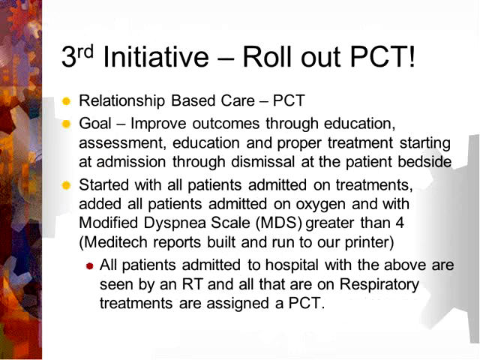So how we started was with all patients admitted on breathing treatments, but it has expanded to all patients admitted on oxygen and all patients that are screened with the modified dyspnea scale greater than 4. Again, these reports for the modified dyspnea scale come to our printer, so we're identifying patients that may not be on breathing treatments, that may be having trouble breathing that we weren't being notified of before. So that helps us identify patients, go to the room and do an assessment, and determine if respiratory needs to be involved with that patient.